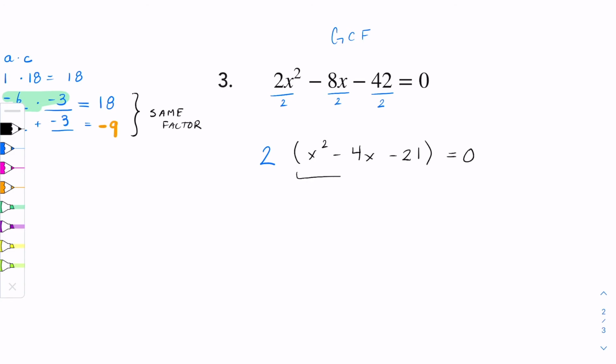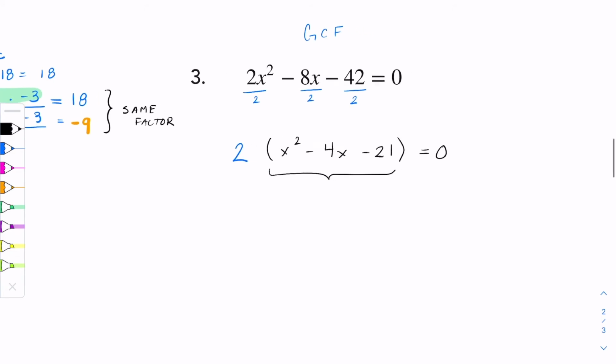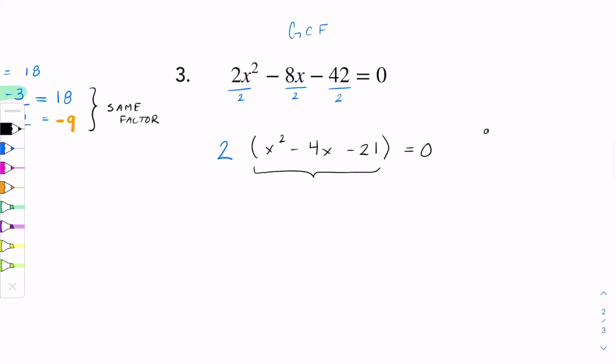Now I need to factor this expression. A times c is equal to negative 21. I need to know what two factors multiply to equal negative 21 and the same two factors that add to equal negative 4. That would be negative 7, positive 3.